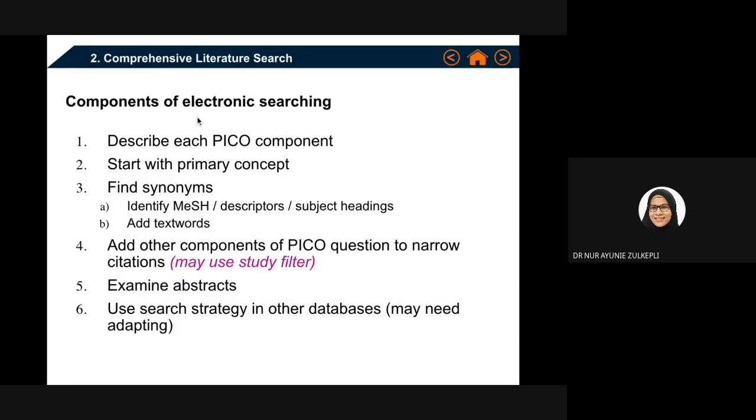Okay, for example, when you do the electronic searching, you will describe your PICO components first. I taught you already, and you will start with the primary concept. So you have different concepts, different questions, right? Okay, so you start with the primary. You need to prioritize which one is the most primary one. And you will apply the MeSH or descriptors or subheadings for your searching strategy and also the text words. And we add other components of PICO to narrow down. You may use your filter in your PubMed, for example.